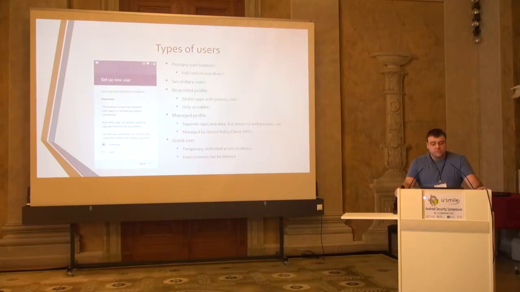Different types of users. Originally, what Android had is just one user. The primary user, the owner, has full control over the device, similar to root, but of course less control. Secondary users are just additional users, which can be removed by the first user. You can see some of the warnings you get when you set up a secondary user. A restricted profile is a user which shares the applications of the primary user, only for tablets.